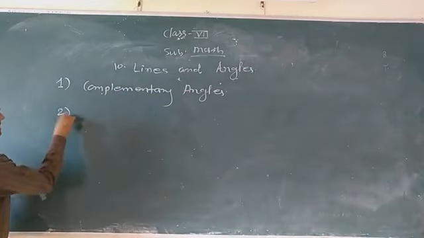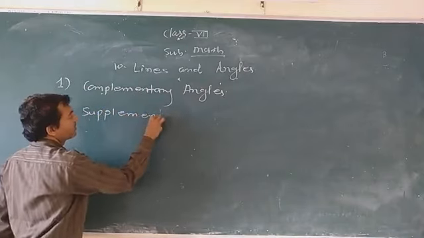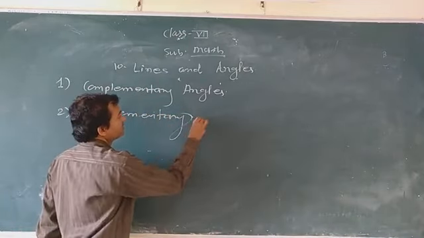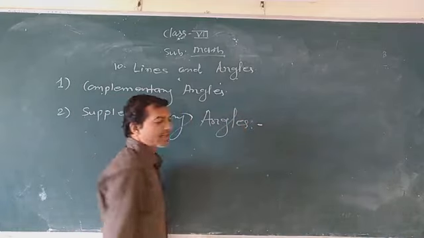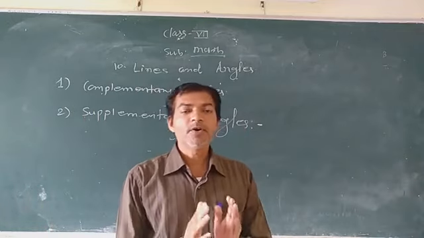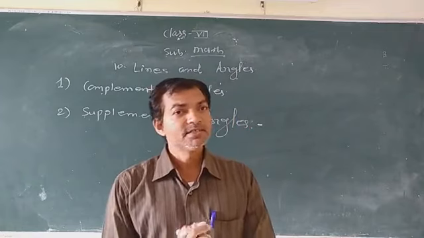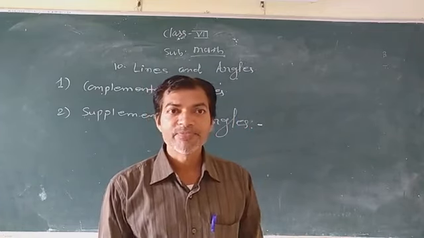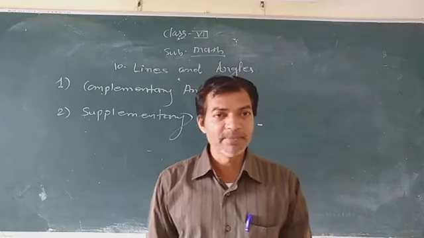Supplementary angles. Second one. Supplementary angles means what? The sum of any two angles is 180 degrees, then it is known as supplementary angles.